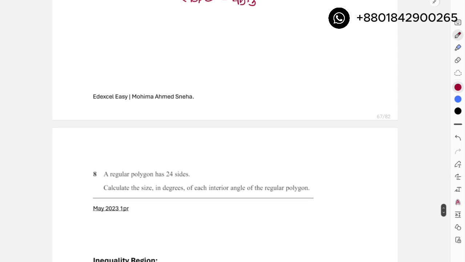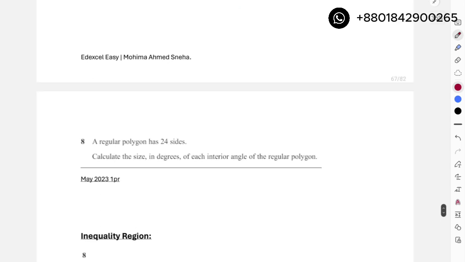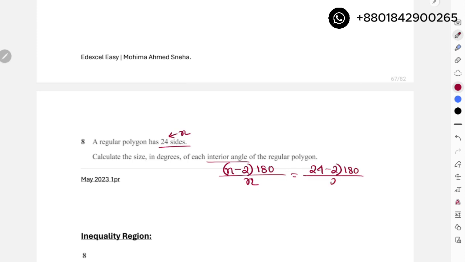Then let's quickly move on to this question. Now this is a very easy question, right? This one says that a regular polygon has 24 sides. Calculate the size in degrees of each interior angle of the regular polygon. I mean, they have given you the value for n. Over here for the interior angles, the formula would be just (n minus 2) times 180 divided by n. We have already used this formula multiple times. So 24 minus 2, times 180 over 24. That is basically 22 times 180 over 24, right? That is going to give you 165 degrees.